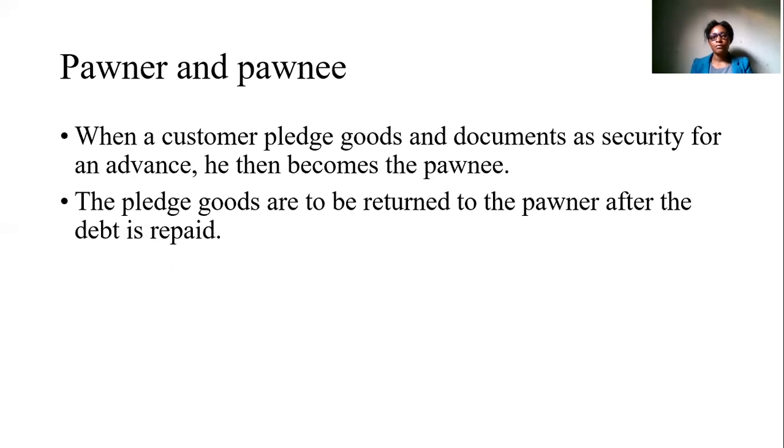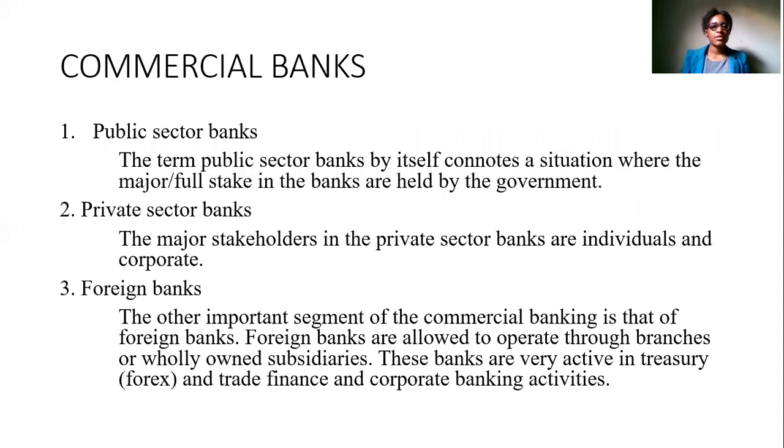And then once the customer repays that loan, they can get back their car, they can get back their title deeds for the house that they took to the bank in order to secure their loan. So that is how the owner and pawnee relationship happens. Okay, the next item we'll look at is commercial banks.